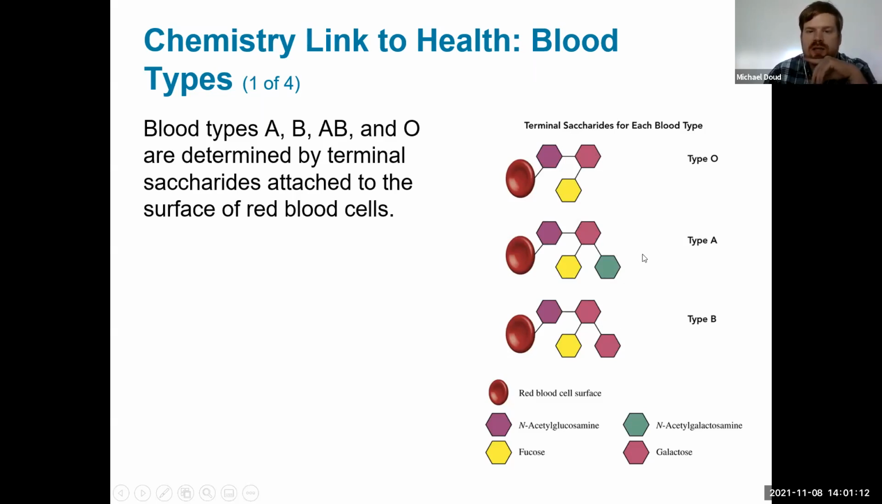Now, on the other hand, if you are a type AB blood person, that means that you are fine with type A blood because you have the type A terminal saccharides, and you're fine with type B blood because you have the B terminal saccharides, and of course you're fine with type O blood because it can be a universal donor. So that's no problem, right? If you're type AB, you can accept all kinds of blood.